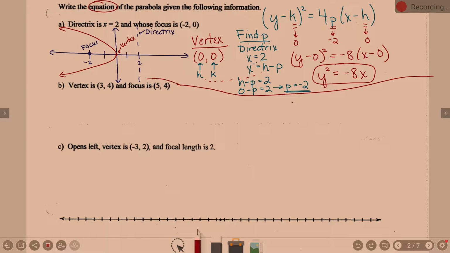Okay, well, if you're ready, start looking at V. Vertex is 3, 4. Focus is 5, 4. We need to write the equation.